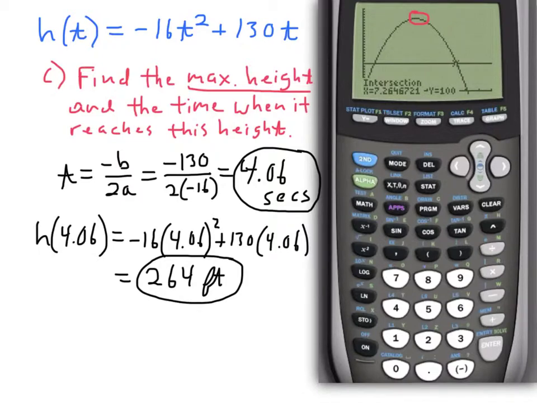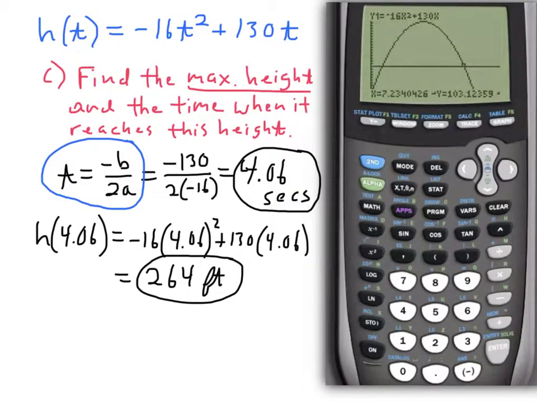So again, anytime you're trying to find the maximum, or it might be a minimum in a different problem, of a quadratic function or a parabola, you're really looking for the vertex. And to find that vertex, we're always going to use this formula, t, or in general x, equals negative b over 2a to get the x-coordinate. And then once we have the x-coordinate, we substitute that into the original function to find the y-coordinate.